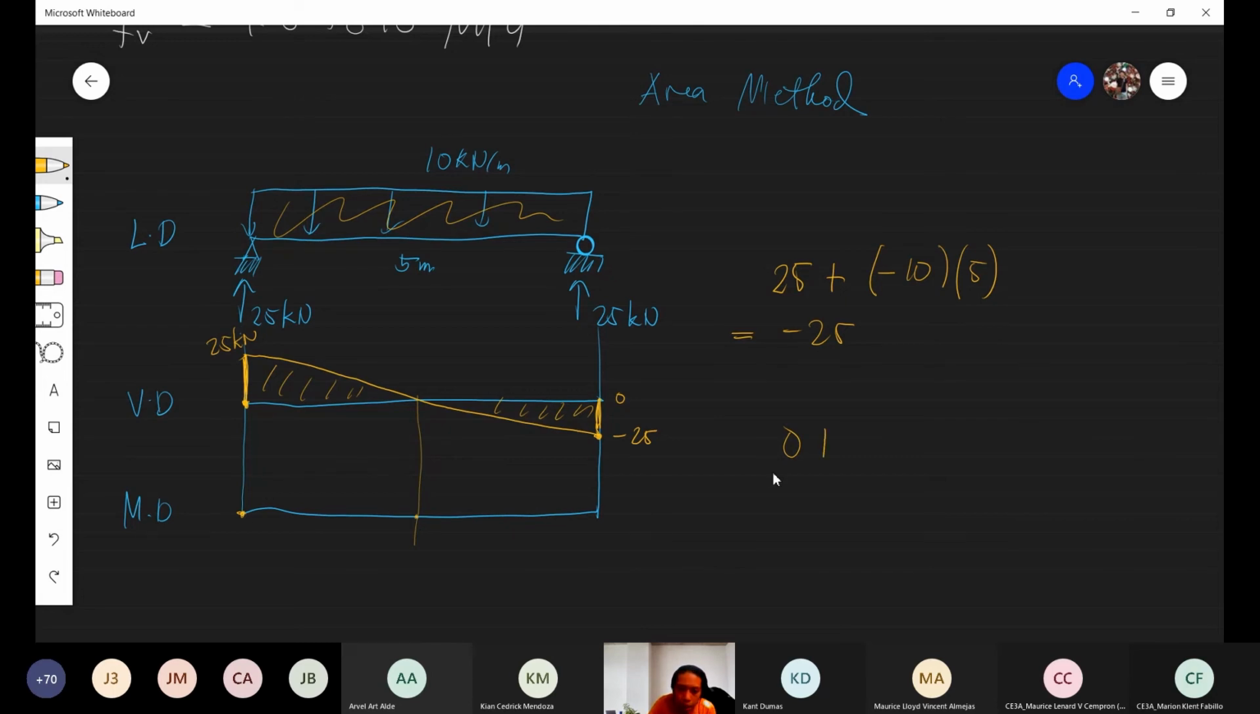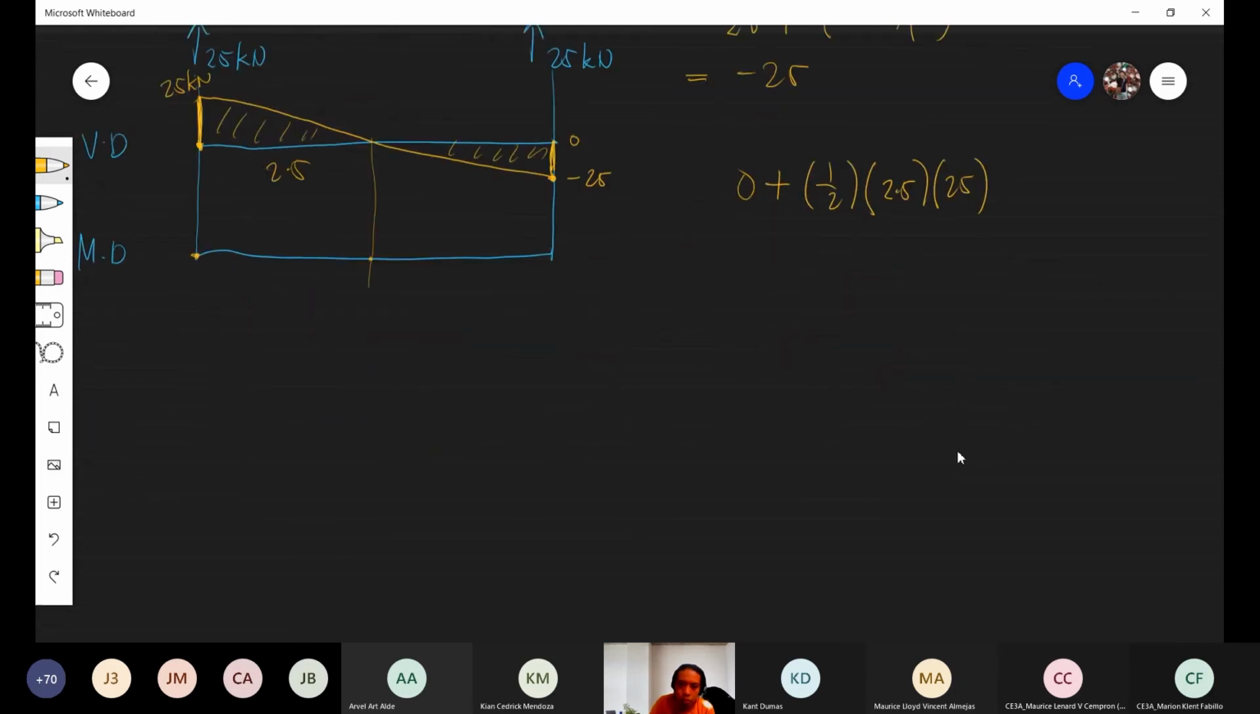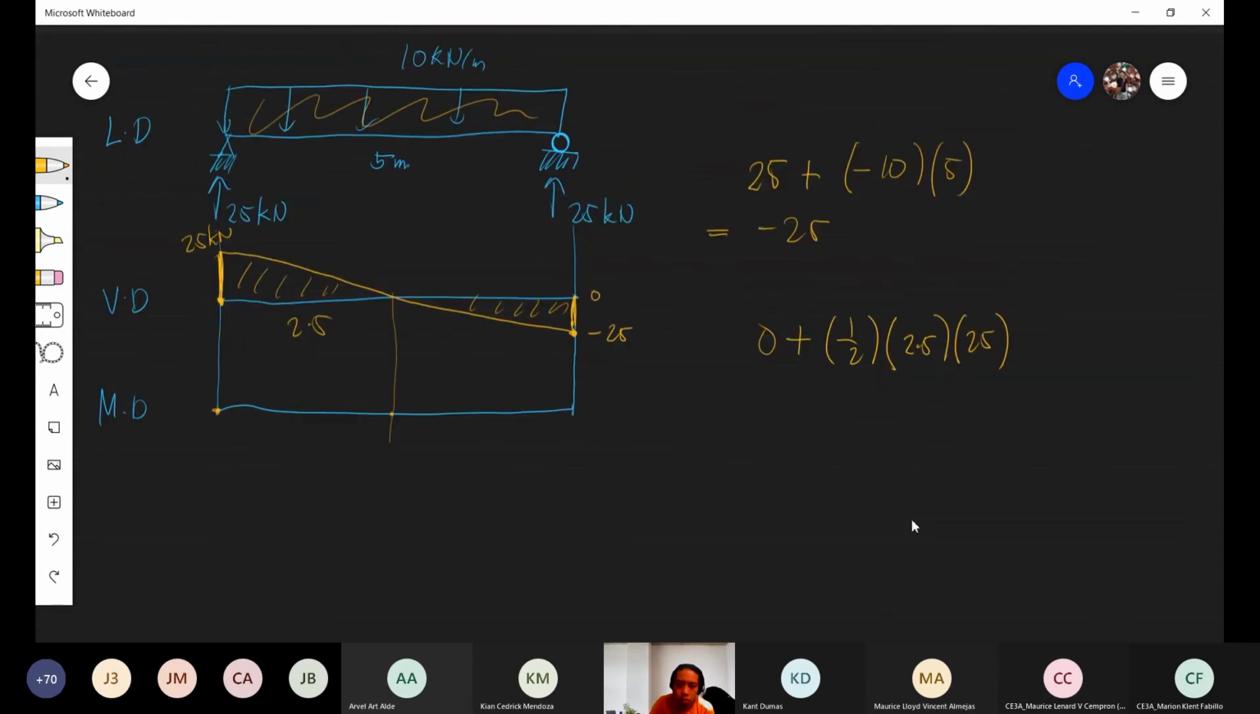0 plus the area. What's the area? That's a triangle. 1/2, the base is 2.5, right? 2.5 times 25. Positive because it is above, not negative because downward. So the result here is 31.25.